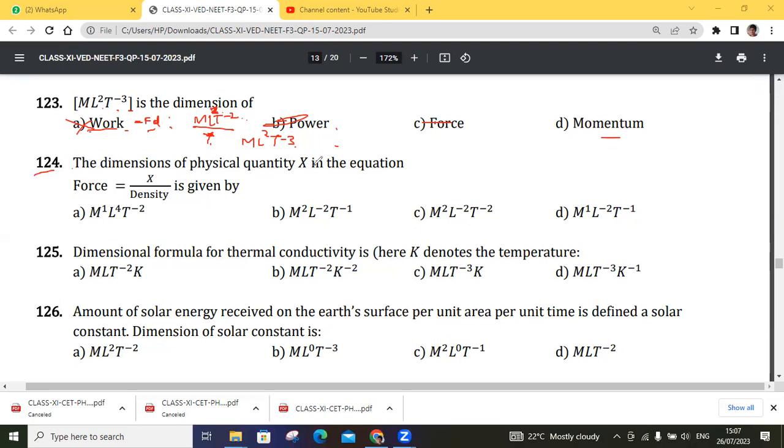And 124. Dimension of the quantity x in the equation is force into displacement, force into density. Force is kg meter per second square, and density is mass by volume. So it is m square L power minus 2 T power minus 2.